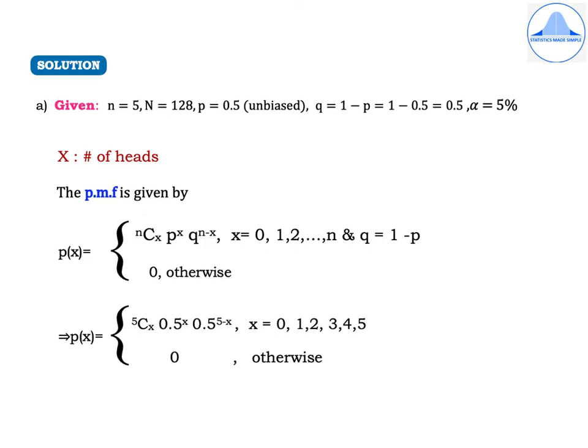The next step is to first fit the binomial distribution to the given data under the condition that the coins are unbiased. So define capital X as number of heads. The PMF of the binomial distribution is given by P of x equal to, open the flower bracket, nCx P to the power x Q to the power n minus x, where x takes the value 0, 1, 2, and so on till n, and Q is equal to 1 minus P, 0 otherwise. Now in the next step, for n substitute the value 5, for P 0.5 and Q is also 0.5. So you get P of x equal to, open the flower bracket, 5Cx 0.5 to the power x, 0.5 to the power 5 minus x, where x takes the value 0, 1, 2, 3, 4, 5, 0 otherwise.